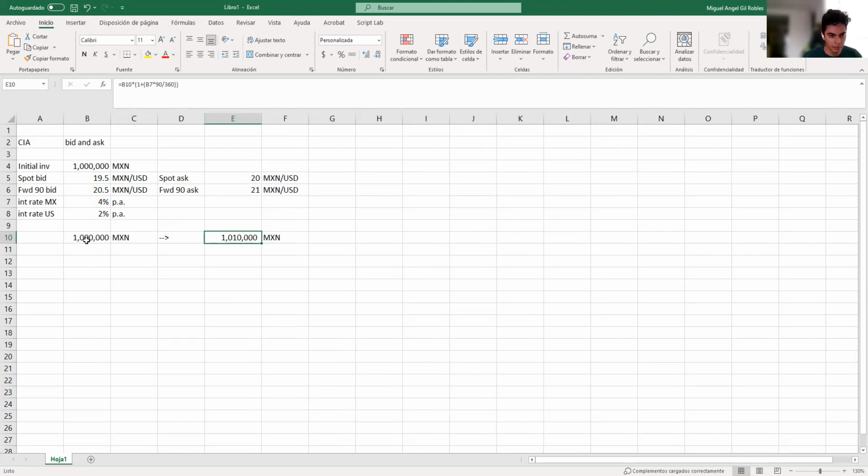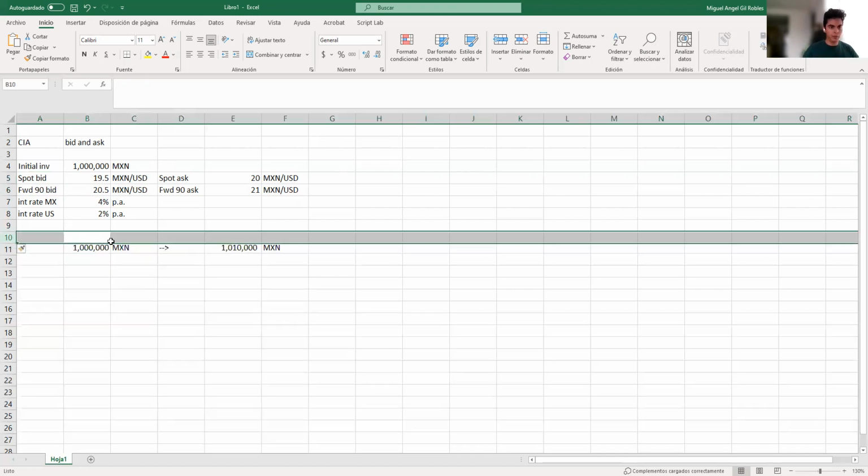So the next step, as you remember from CIA, is to convert the 1 million pesos to dollars. To make that conversion, this is a very important step in this complication because we have bid and ask. Previously, when we only had the basic CIA, it was quite simple, I would say, because we only had one spot, right? That was the only thing that we should care about. Not get confused and use forward instead of spot. Spot is for the present.